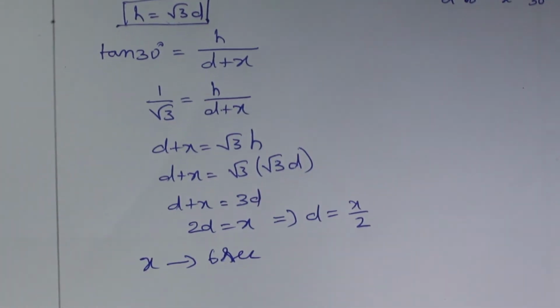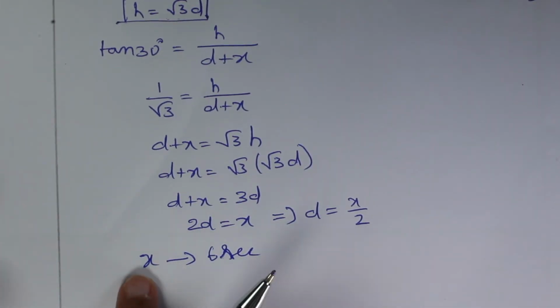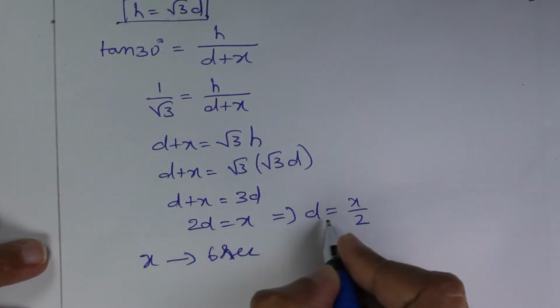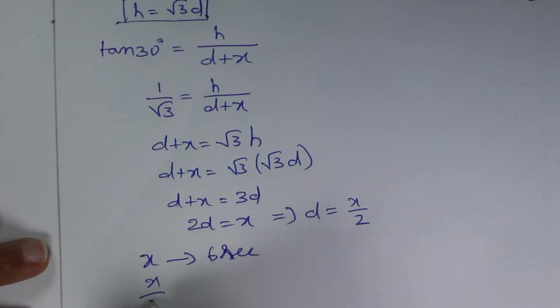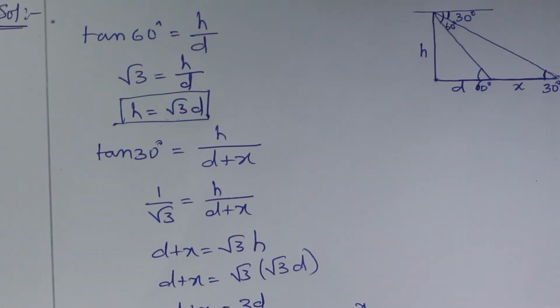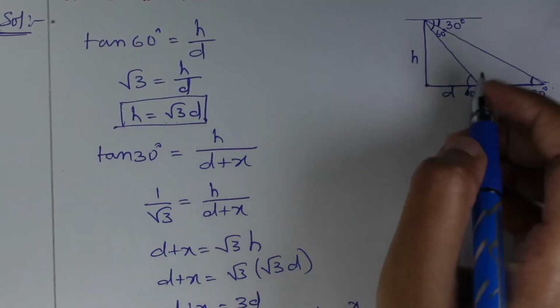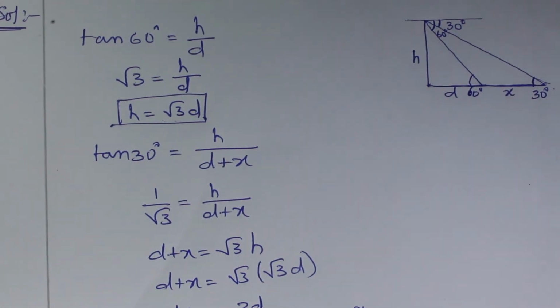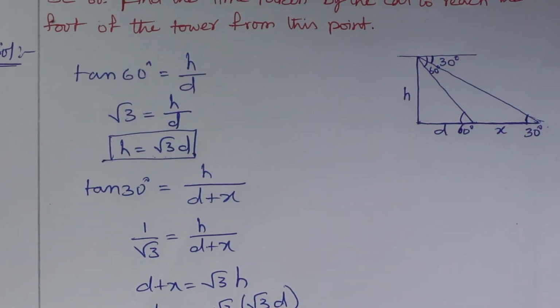So for traveling x distance, it has taken 6 seconds for the car. For traveling d, that is x by 2, it takes 6 by 2 seconds, that is 3 seconds. So the car takes 3 seconds to travel the distance d and reach the foot of the tower. Hope this is clear for you.